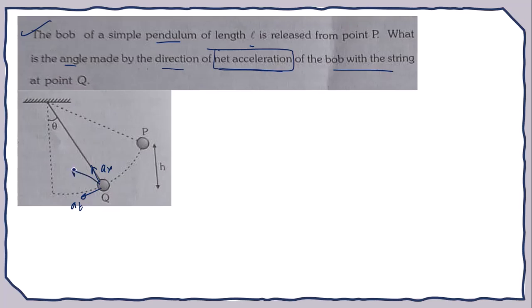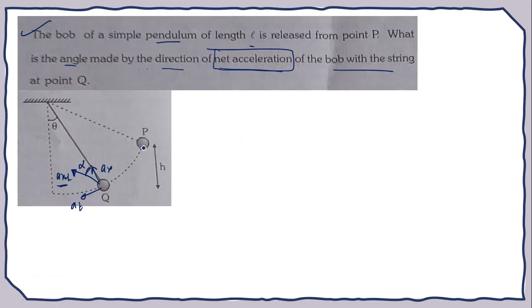So let us say this is the net acceleration A, and you want to calculate this angle alpha. Net acceleration is making how much angle with the string, that is angle alpha. Okay, so for that you have to calculate AR and AT, and correspondingly you can calculate alpha also. So let us do this.